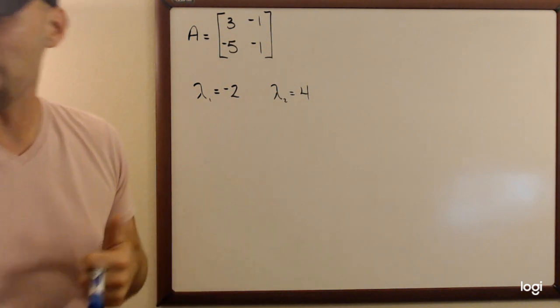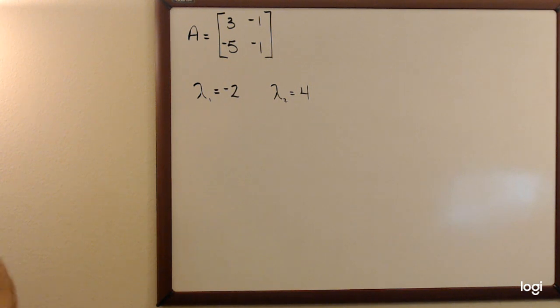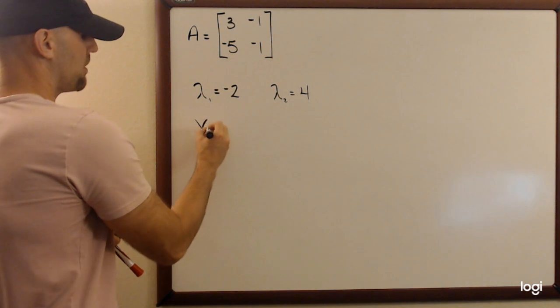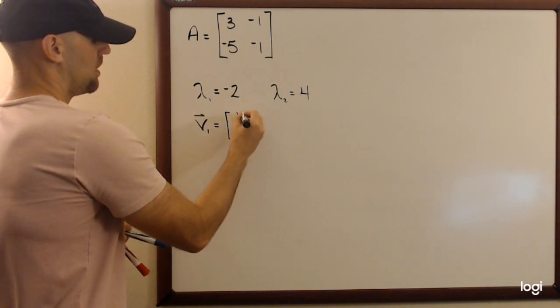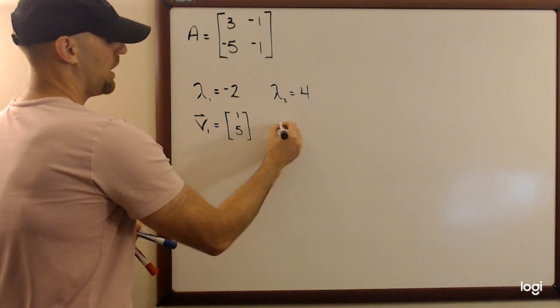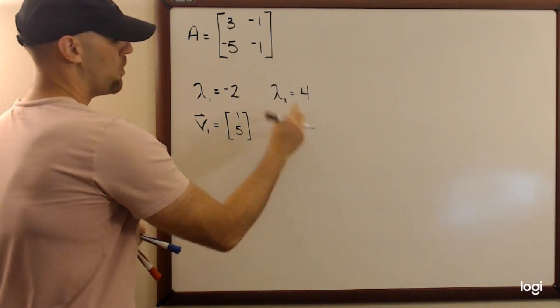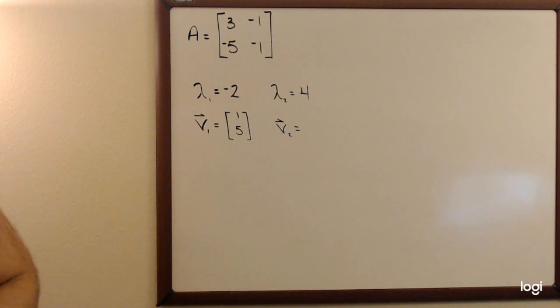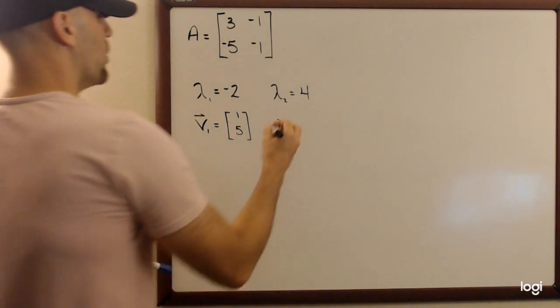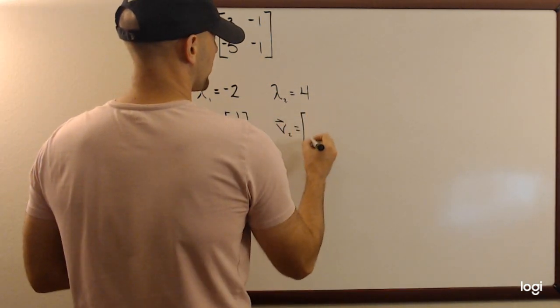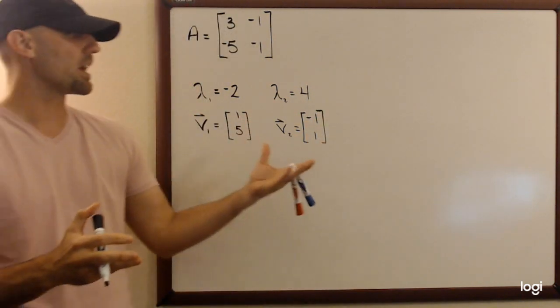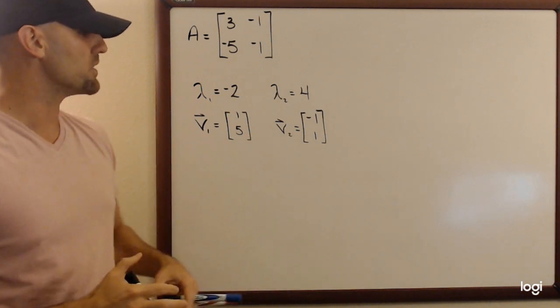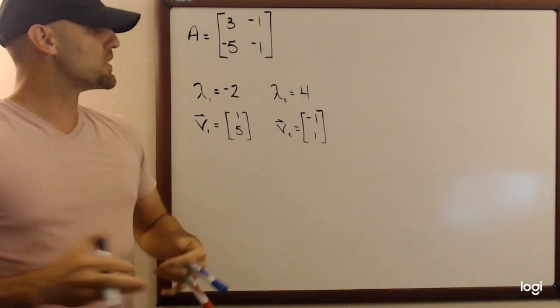The eigenvector for -2 is 1, 5. Let me write that down. Okay, and the eigenvector for the second eigenvalue is -1, 1. Okay, so all right, again, we learned how to find eigenvectors and eigenvalues. I trust that you guys can find these things. So where does the similarity come in?